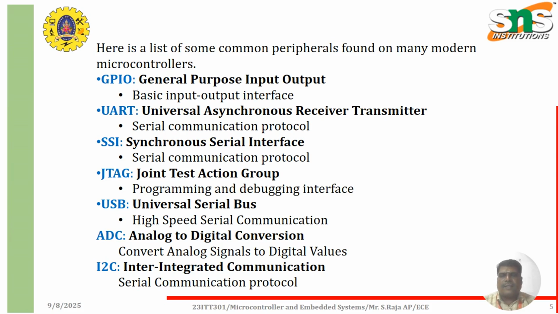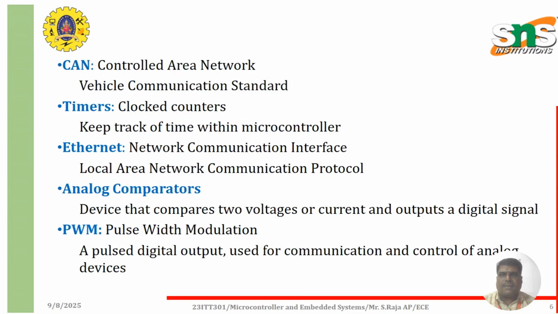ADC, analog to digital conversion, used to convert analog signals to digital values. I2C, inter-integrated circuit, mainly used as a serial communication protocol. CAN is called the controller area network. It is used for vehicle communication standards. Timers are used to count clock signals, that is, they keep track of time within the microcontroller. Ethernet is a local area network communication interface.